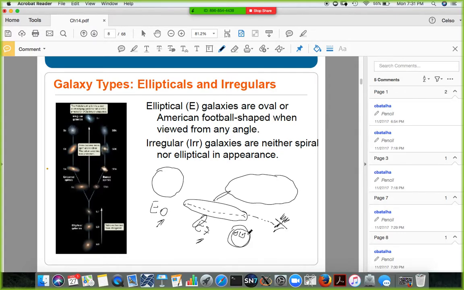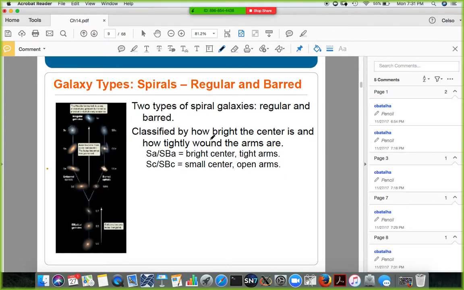So the shape, as we see in this classification, E0 to E7, doesn't tell much. It just says that's how they appear. Some of them appear elongated, some others don't. Now, irregular galaxies are not of a specific shape. They have irregular shapes, and that's why they bear this name, irregular. Okay.